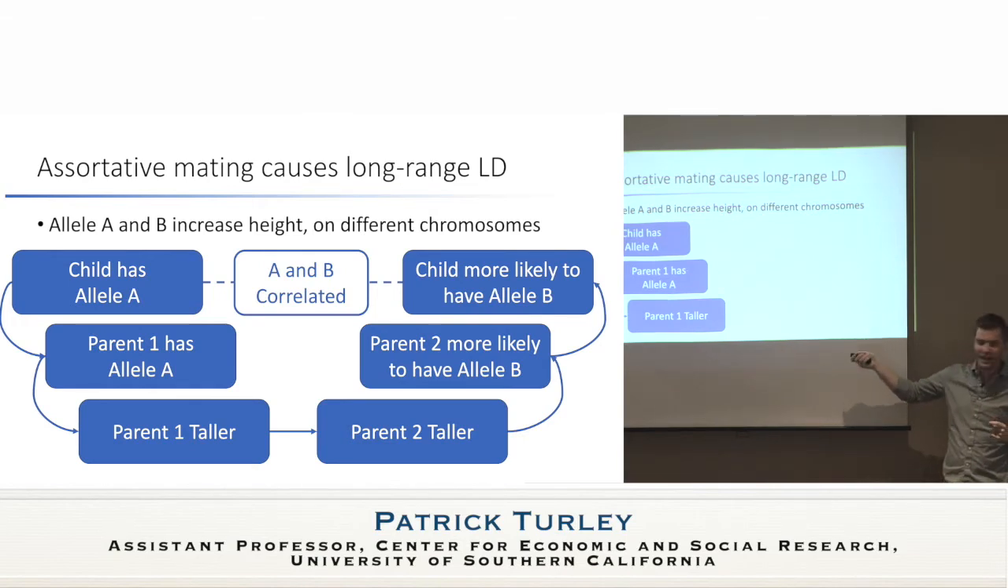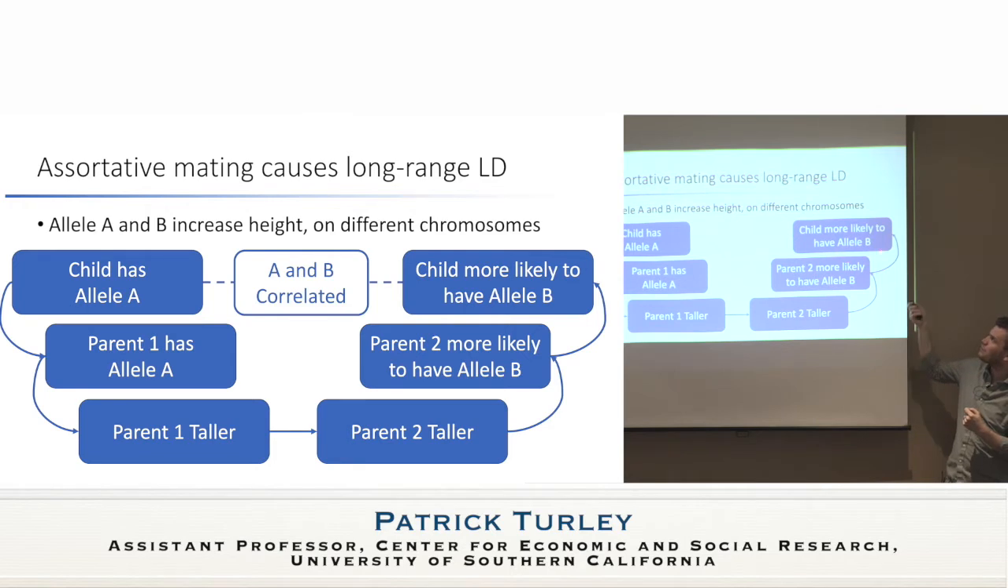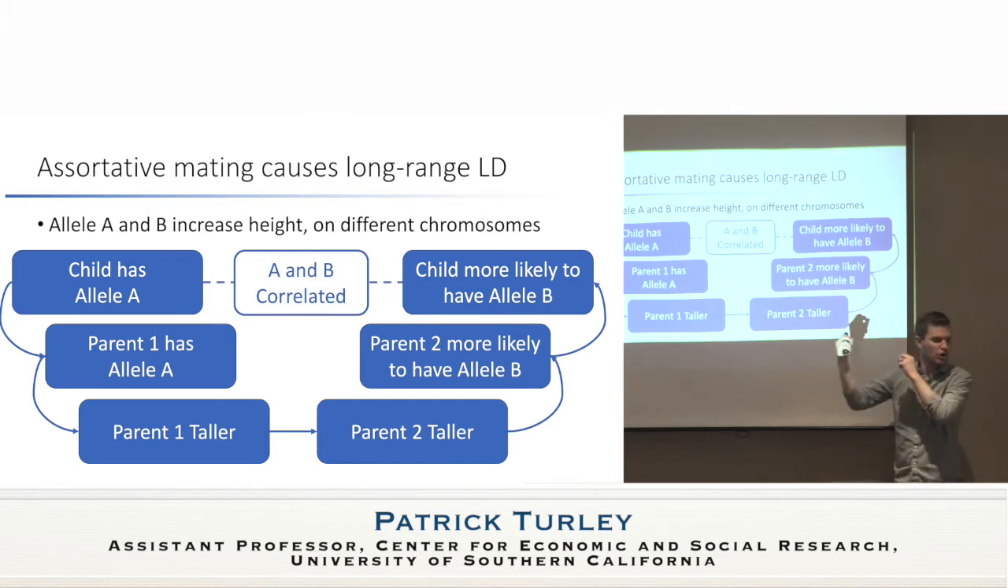If the parent has a copy of allele A, then parent 1 must be taller. If parent 1 is taller, then parent 2 is also more likely to be taller because of assortative mating. If parent 2 is taller, then they're more likely to have a copy of every height-increasing allele, including allele B. And if they are more likely to have a copy of allele B, then they're more likely to have passed that on to their child. And so through this chain, we can see that allele A and allele B are going to be correlated in their children if there's assortative mating. So if there's assortative mating, we should expect every single causal allele in the genome to be a little bit correlated.